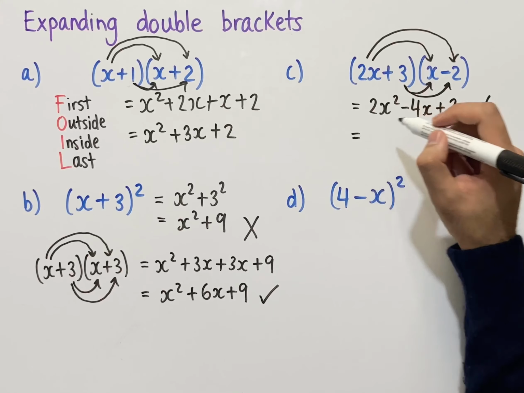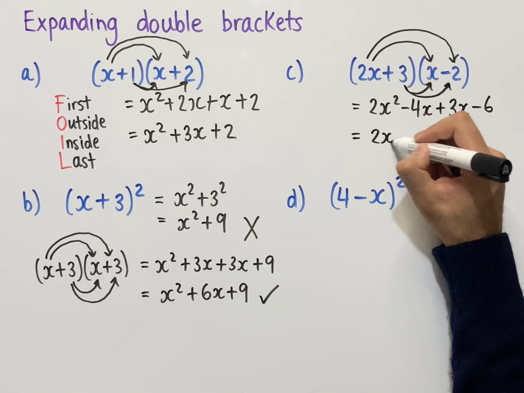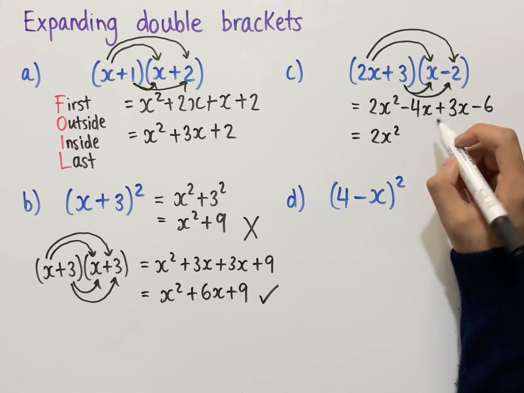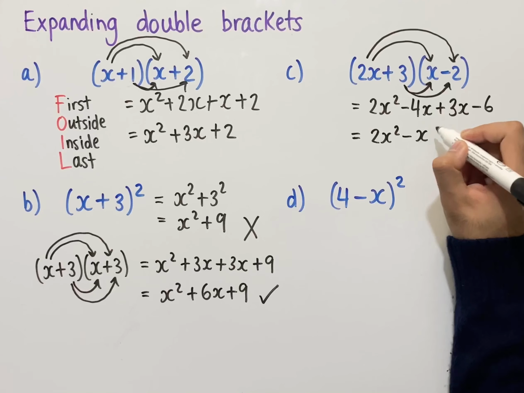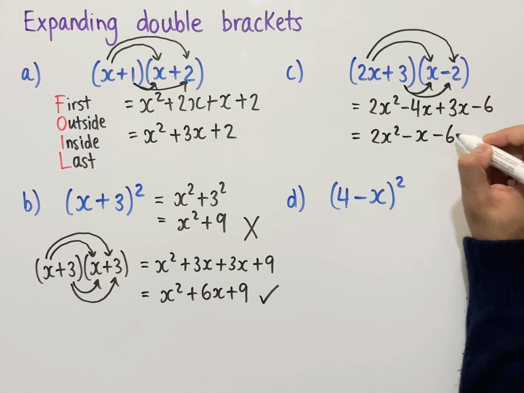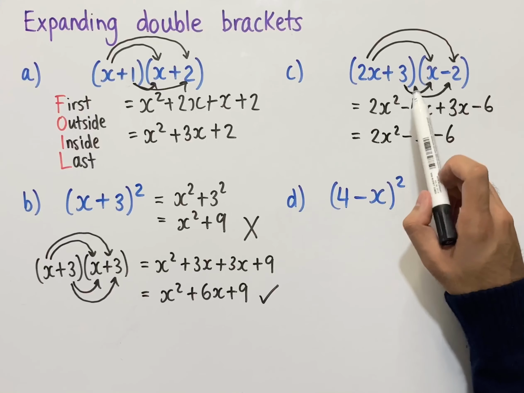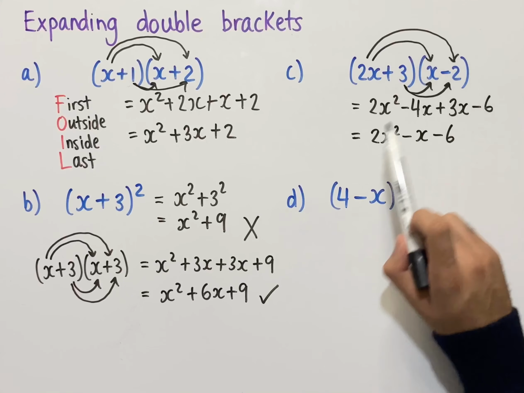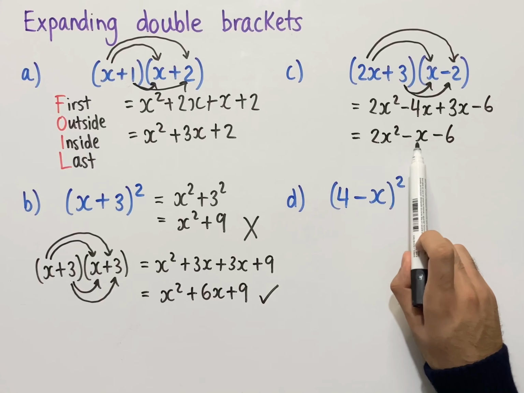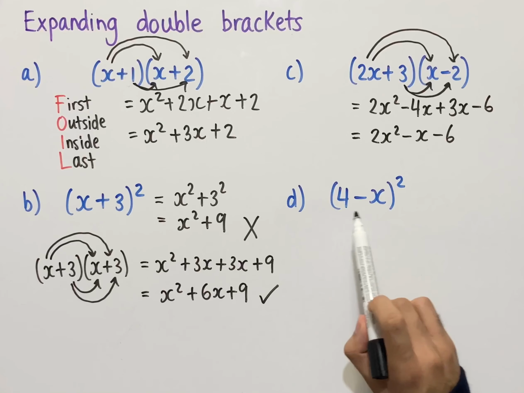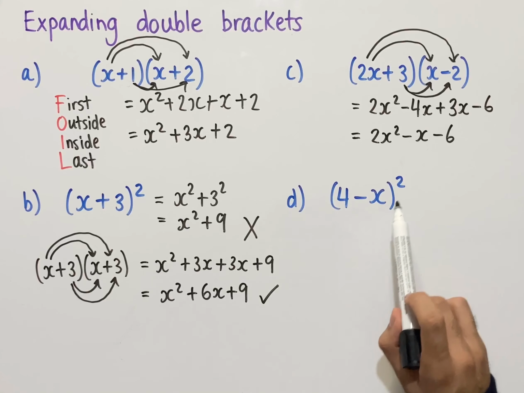So collecting like terms, we end up with 2x squared minus 4x plus 3x gives us minus x, and then minus 6 on the end. So 2x plus 3 in brackets multiplied by x minus 2 in brackets equals 2x squared minus x minus 6.